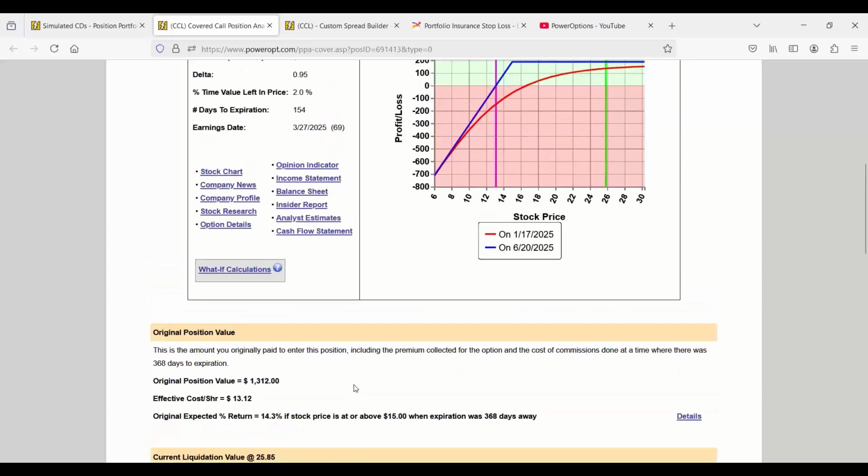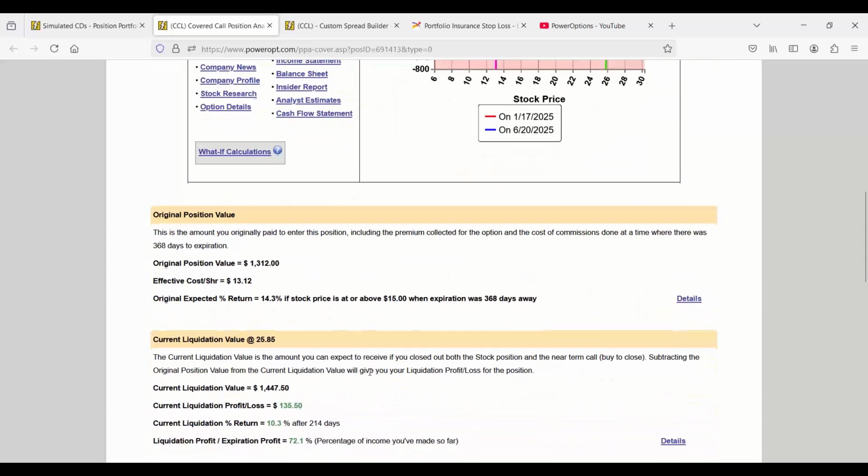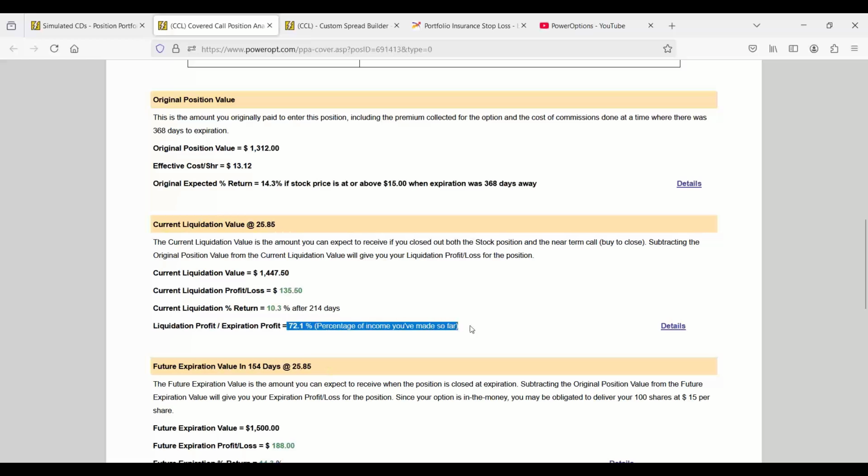Where am I right now? I'm at a place where I can liquidate and make 72% of what I expected to make in the first 6 months of the trade.